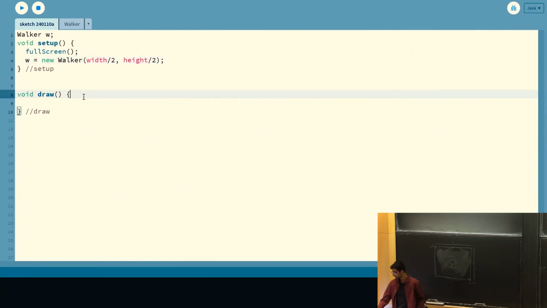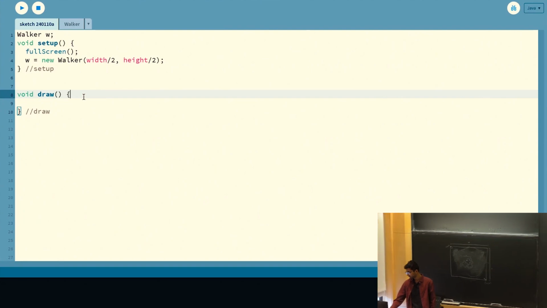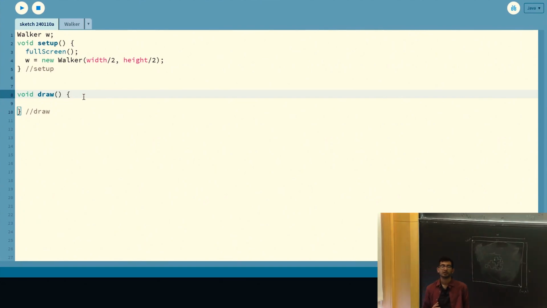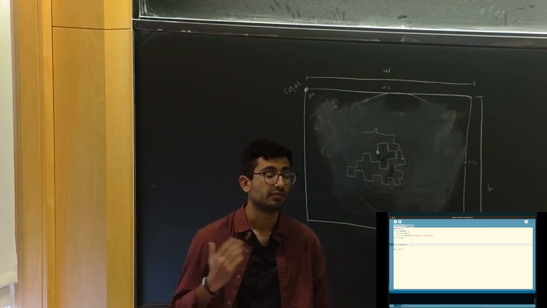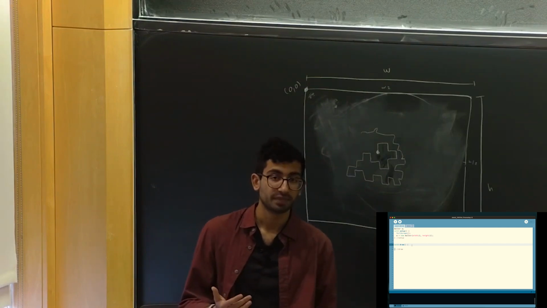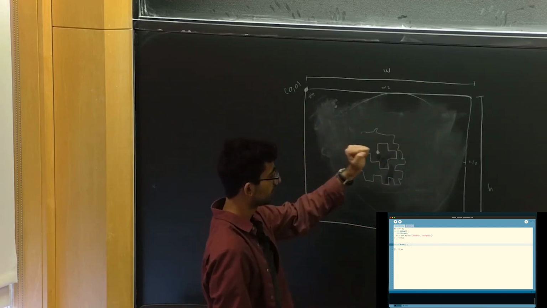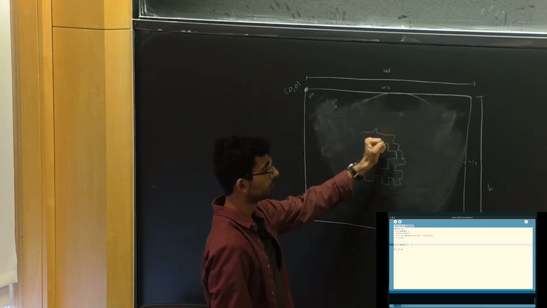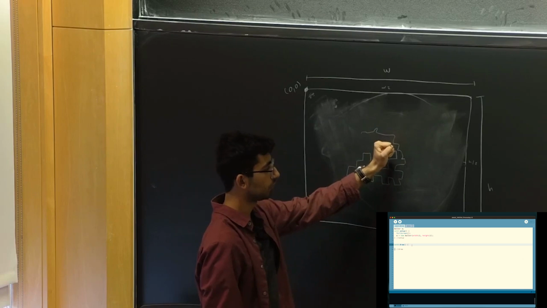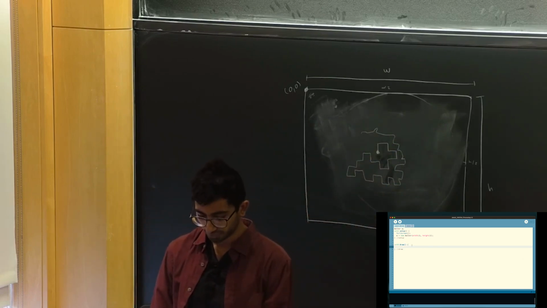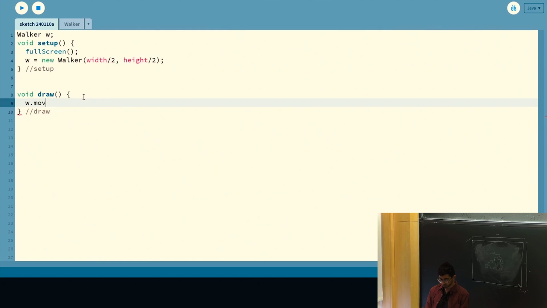And then this is I think where things will get a little bit interesting. What we want to do, right? What we want to do is have our walker at every single frame move and then display itself. So if we have a completely blank canvas, we want to start by showing where the walker is, moving, showing, moving, showing, moving, so on and so forth. And so in our draw loop, we just want to say w.move and then w.display.